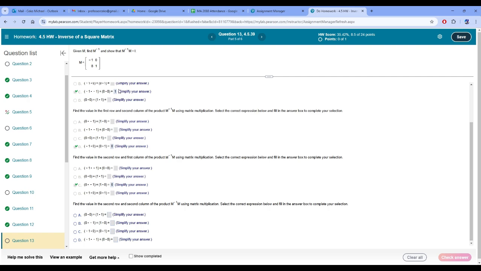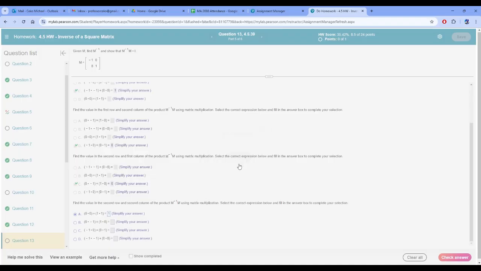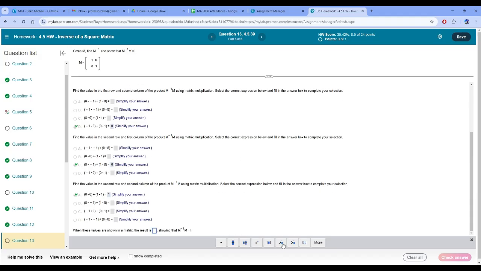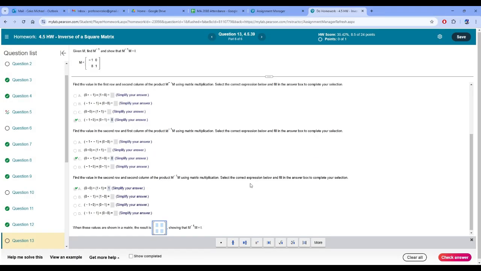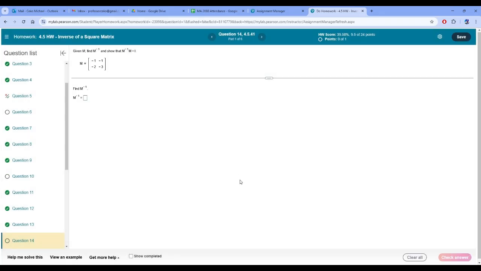And the real question is 1, 0, 0, 1. Which one of these gives me 1? This one. When these values are multiplied, the resulting matrix should be 2 by 2. It's going to be 1 tab 0, 0 tab 1, proving that the two are inverses.